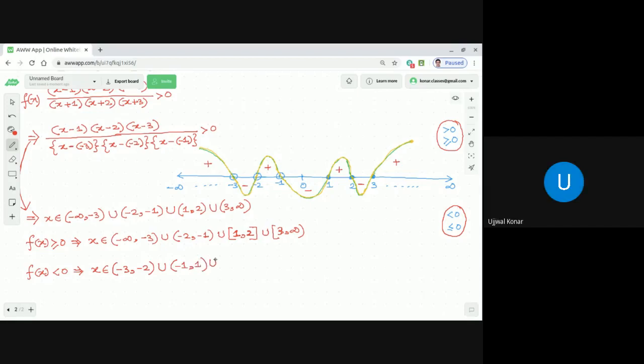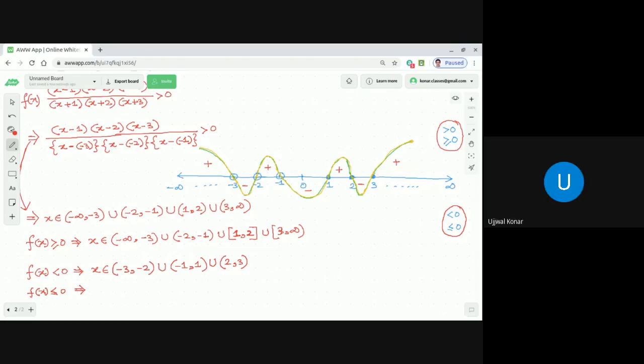Union, what is the next one? Can someone please tell? It is 2 to 3, correct? Exactly. Done. That is the solution to f(x) less than 0. The moment you find f(x) less than 0, then it is very easy to find f(x) less than or equal to 0. It is similar to f(x) less than 0, only we need to change a few points from open interval to closed interval, correct?